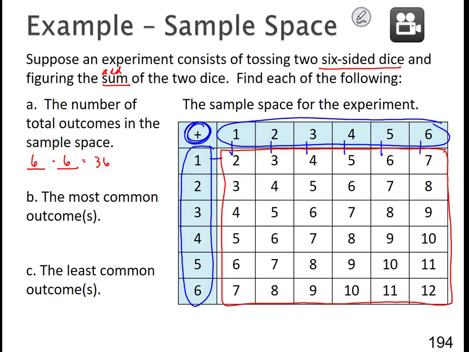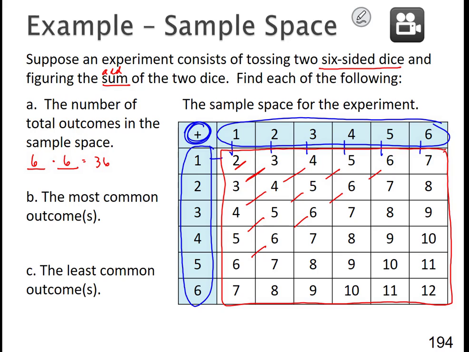If you look at the chart a little closer, you might notice there are some patterns if you look diagonally. So for instance, there's only 1 two, but there's 2 threes, there's 3 fours, there's 4 fives, and each of those numbers are on a diagonal pattern. So if you look at the chart real quickly for a second, part B asks us what's the most common outcome.